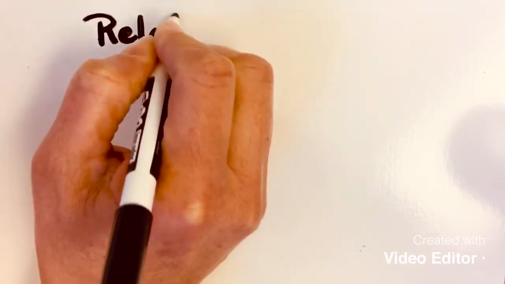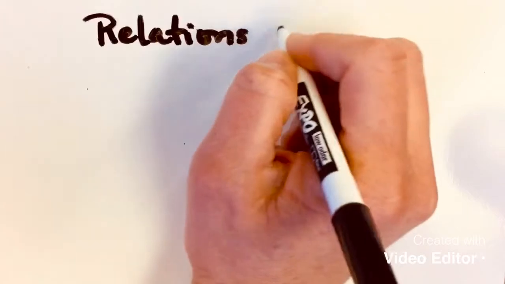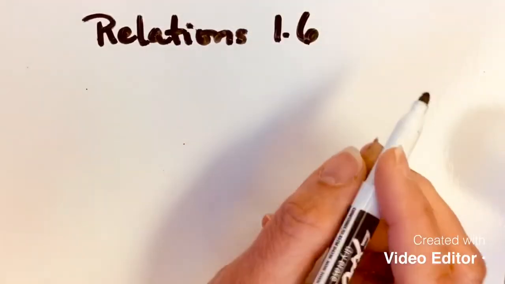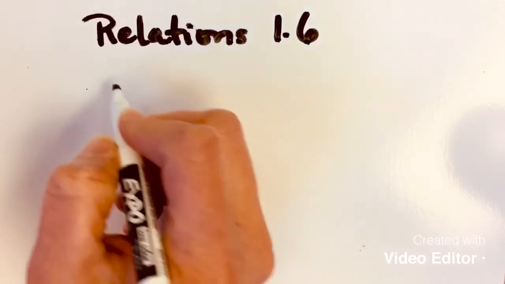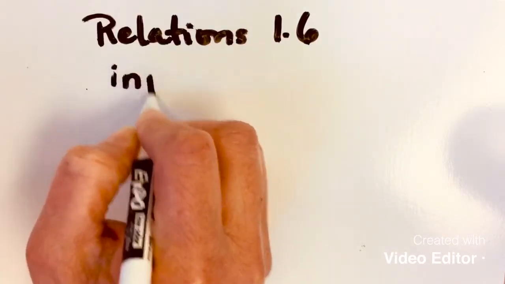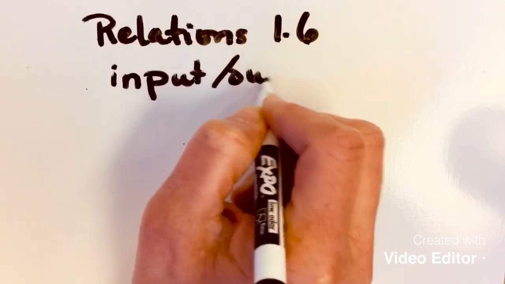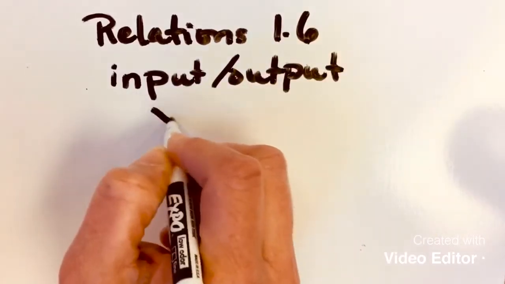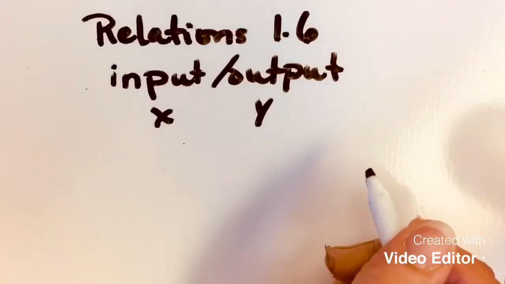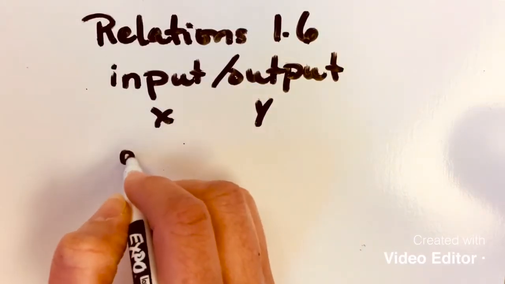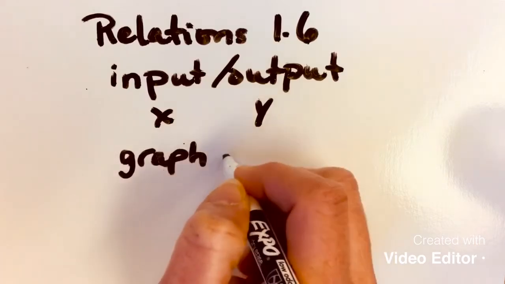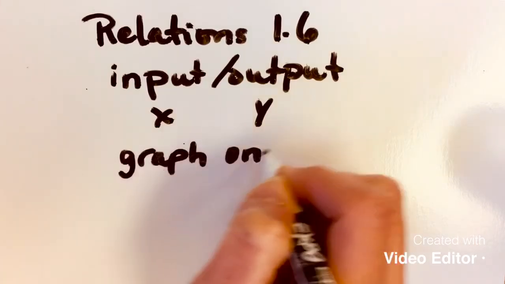Good day. What I would like for you guys today is to focus on what you remember when it came to relations. Relations was discussed in 1.6. And at that time, we talked about your input and output table. Of course, that's your X and your Y. And how we graph our inputs and outputs on a coordinate grid.